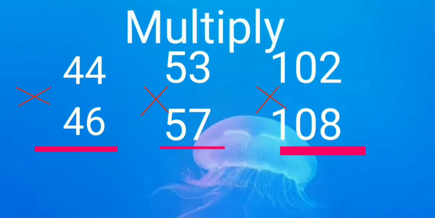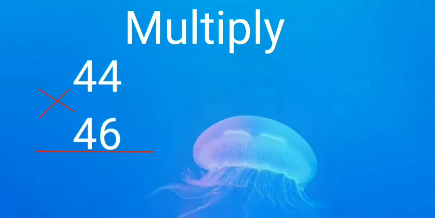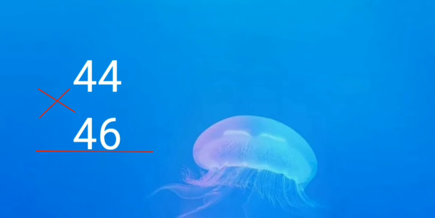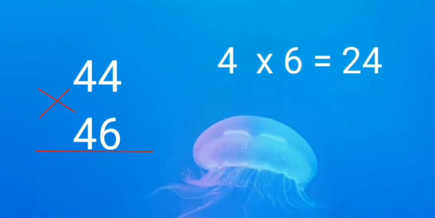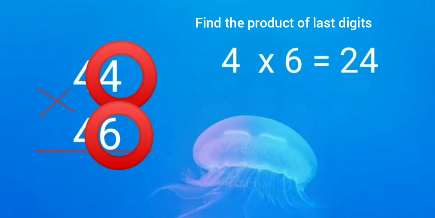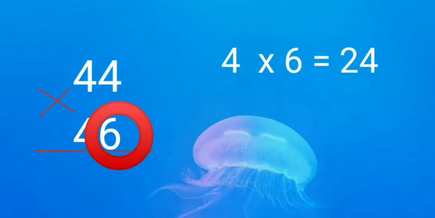Now we can multiply. First you multiply 44 and 46. We already checked the criteria that the sum of last digits will be 10 and the remaining digits will be the same. In all these cases it will be the same. So what we do is we just find the product of the last two digits, that is 4 times 6, and that is 24. That will be your last two digits of the answer. That is the answer part, in the last two digits, this 24 will come.